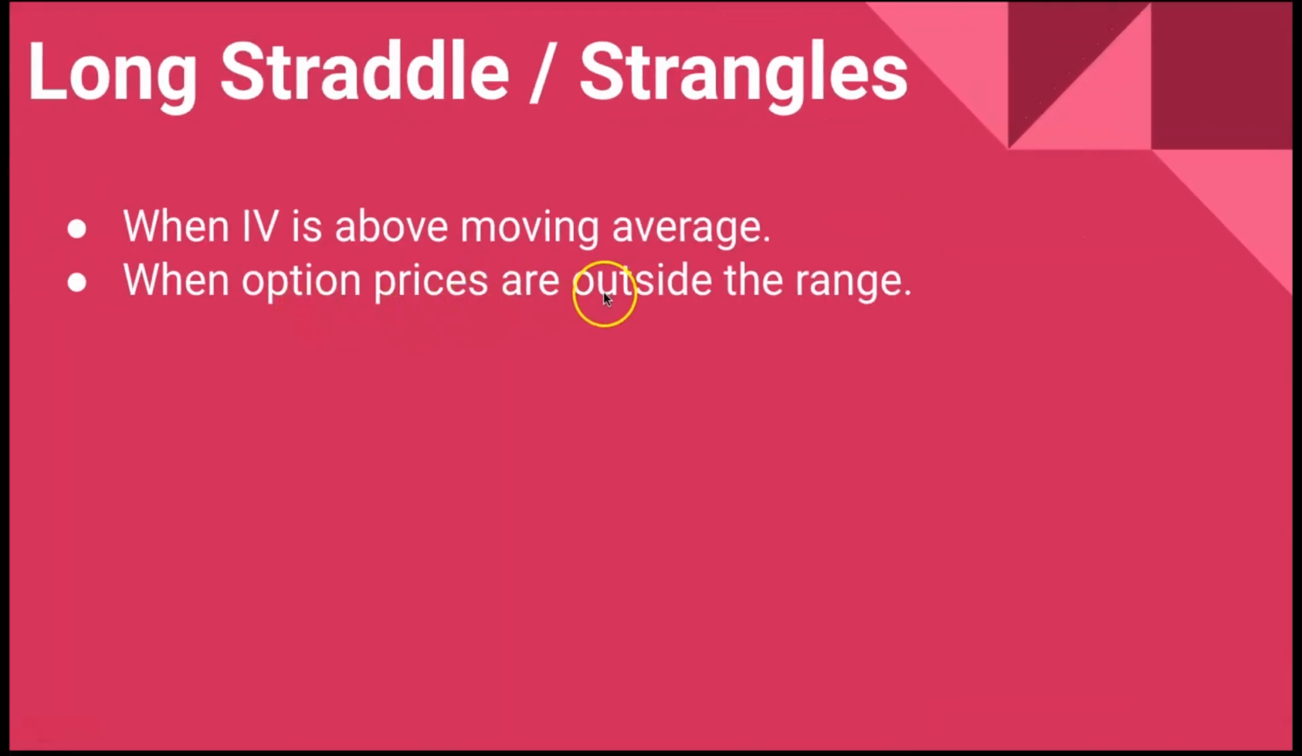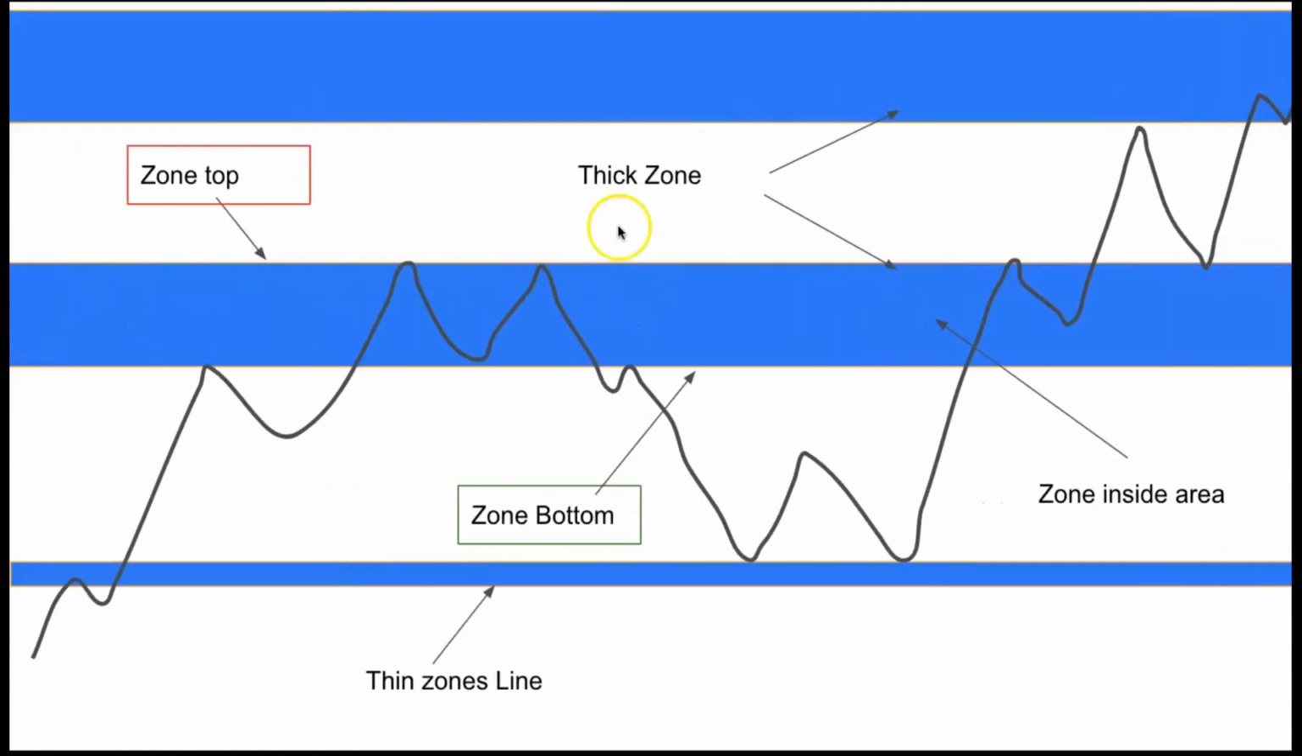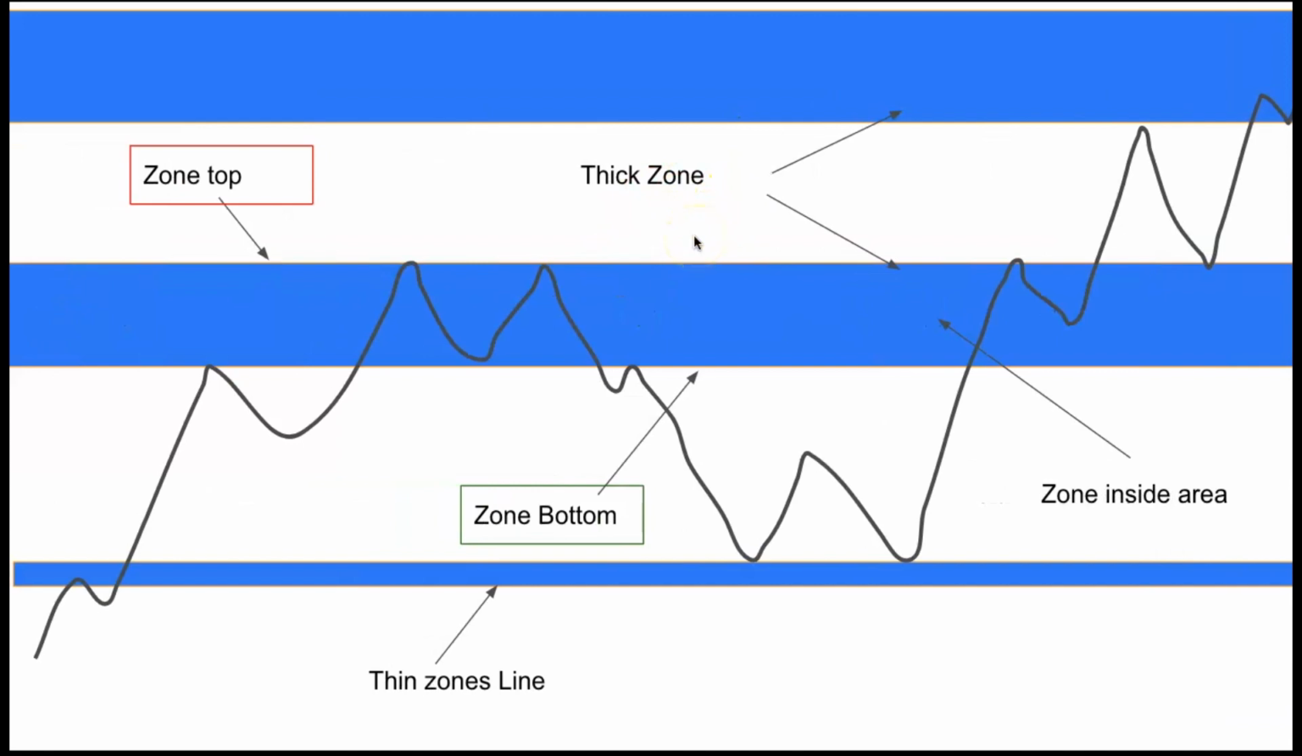And the next one is when the option prices are outside the range. So this is the opposite of the previous strategy. When the price is above the zone or below the zone, the price will be traveling very quickly and the IV spike will happen. So here you can do long straddles or long strangles, so that this quick move and the momentum will help you to give the profit in the long straddles or strangles.